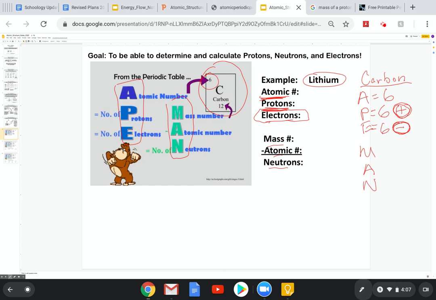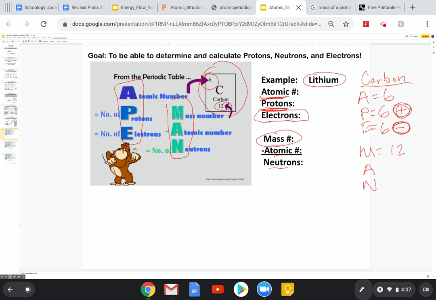Now, let's go to our mass part. So our MAN. We did APE, done deal, 6, 6, 6. But now let's talk about mass, or MAN. We are talking about the mass number. Where do we find our mass number? Well, we find it right here. And this is already a whole number for us, so it makes it a lot easier. We don't have to do the rounding part like we did in the last slide. So it's just 12.